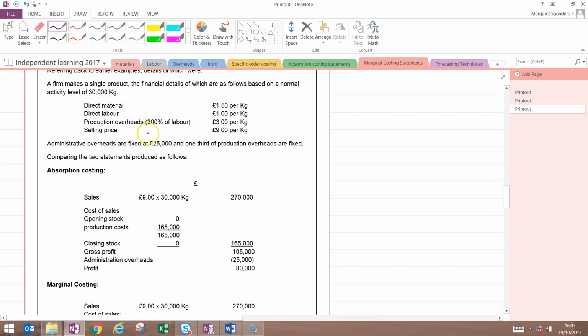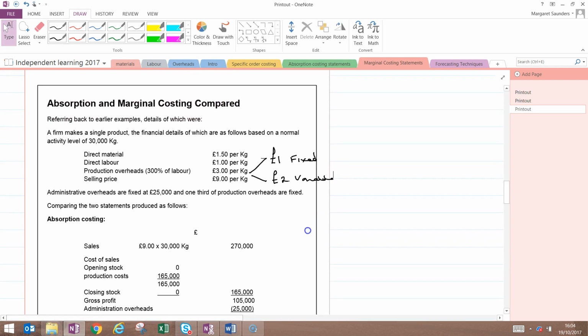So if we look firstly at the production overheads, they are £3 per kilo. So 1/3 of that, so £1, is fixed, which means the remaining £2 is variable. So before we look at the absorption costing statement and the marginal costing statement, let's just consider firstly what the production cost per unit would be under both marginal and absorption costing.